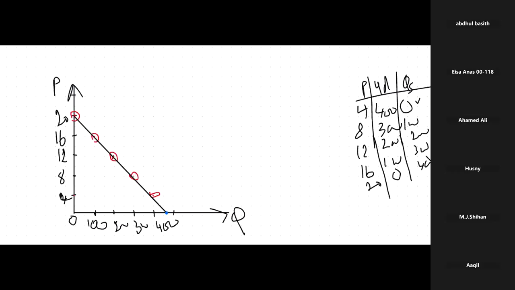Okay. This is your demand curve. So you have drawn this as demand. If you just write D, no problem. Have you drawn the demand curve? Demand curve is okay.